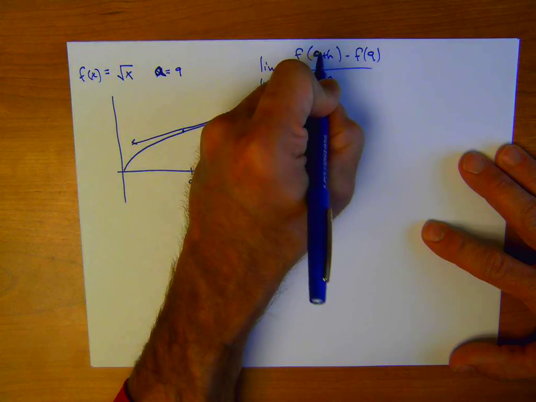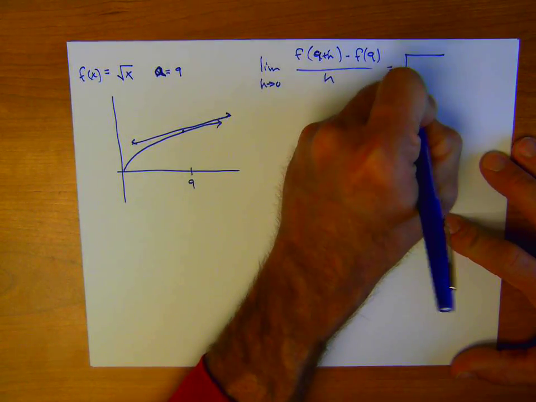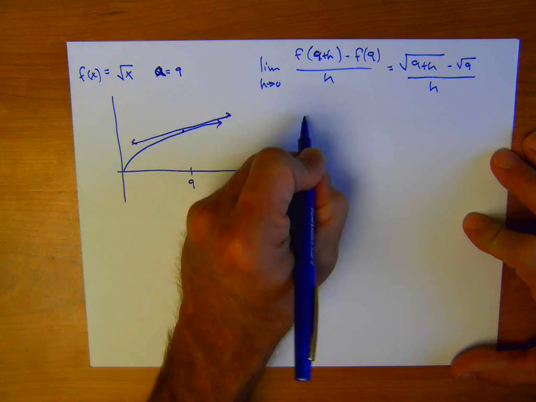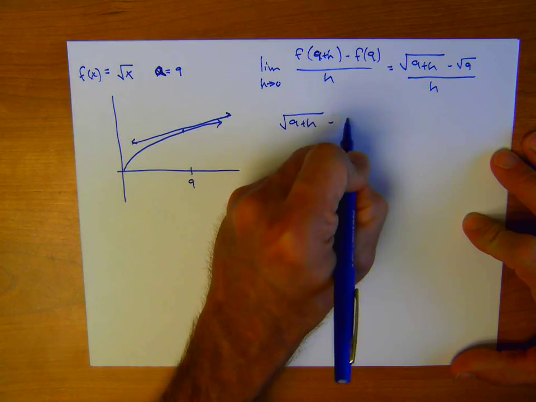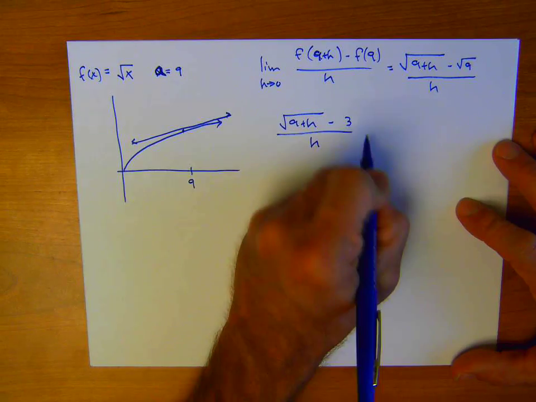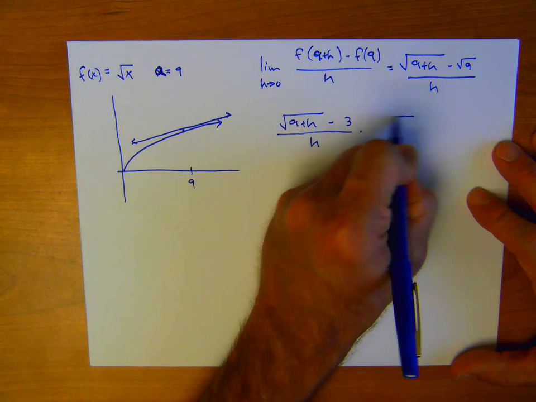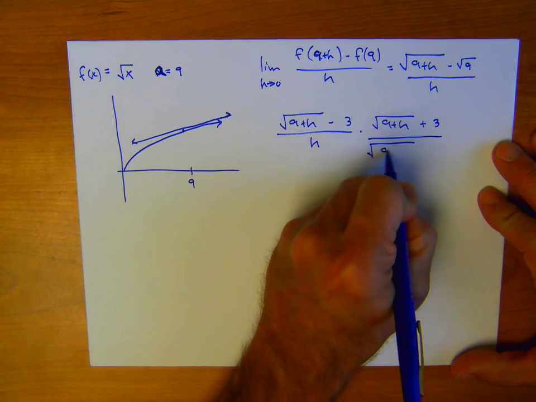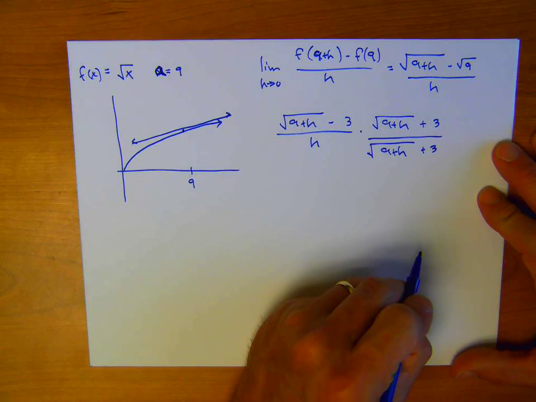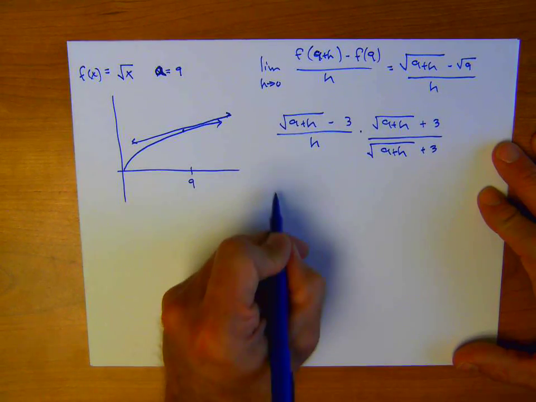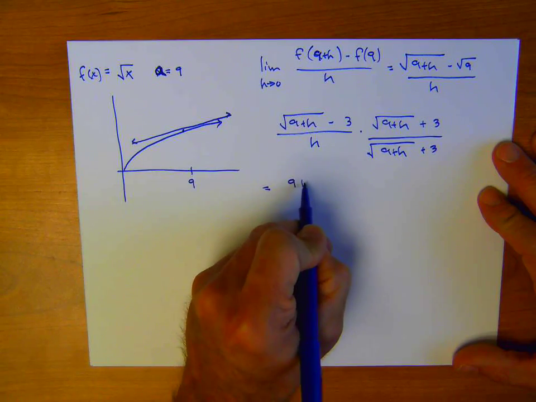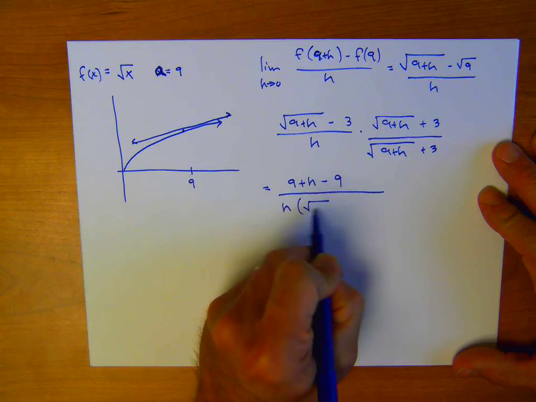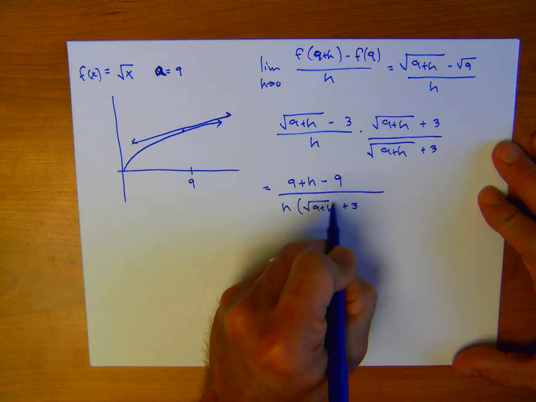In this case, f is square root, so it's the square root of 9 plus h minus the square root of 9 over h. Well, that's the square root of 9 plus h minus 3 over h. And here, we're going to multiply by the conjugate: the square root of 9 plus h plus 3 over the square root of 9 plus h plus 3. So when we expand this out, we get 9 plus h minus 9 over h times the square root of 9 plus h plus 3.